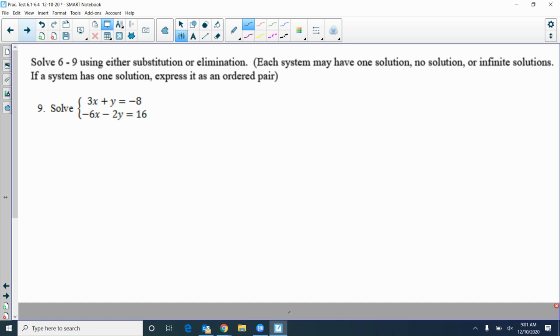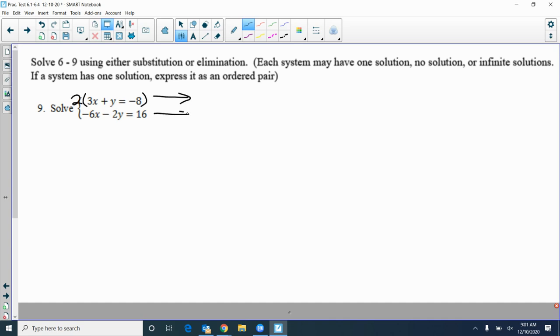All right, on 9, again, either substitution or elimination, what do we think might be the easiest method to use here? Jordan? Elimination. Elimination, yeah, I agree. So I'm going to multiply that top equation by something. What do you want to multiply it by? Negative 2. Yeah, and I can just do positive too. So this is a really nice and easy one.